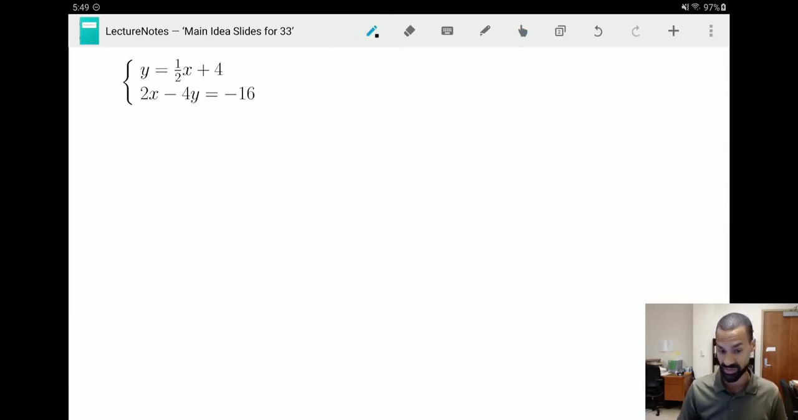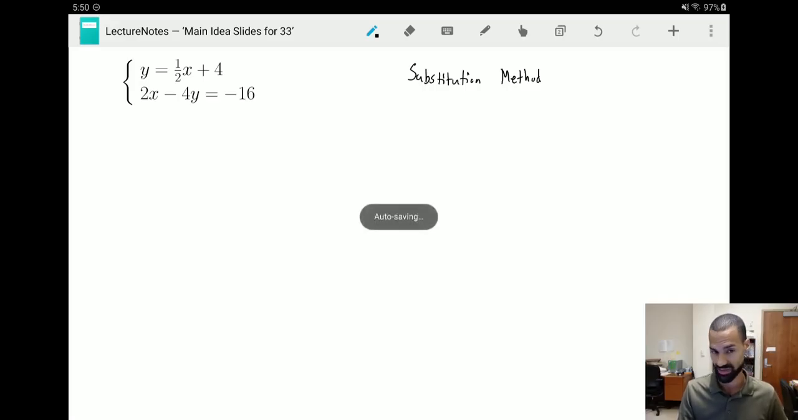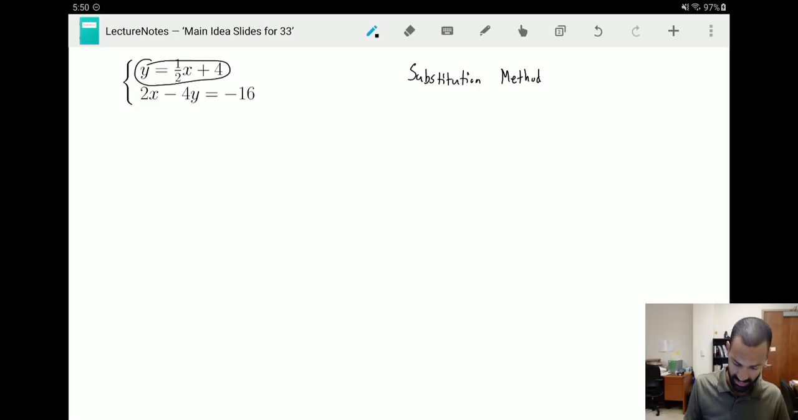Y equals 1/2 x plus 4, and 2x minus 4y equals negative 16. Now this one's set up nicely for us to use the substitution method. That's my favorite method right there. I like this one the best because it works for more scenarios, most scenarios. It's called the substitution method because if you look at them carefully, yes, you still have two equations, but since this one has y set equal by itself, y is equal to something, I can read that as saying y is the same thing as 1/2 x plus 4.